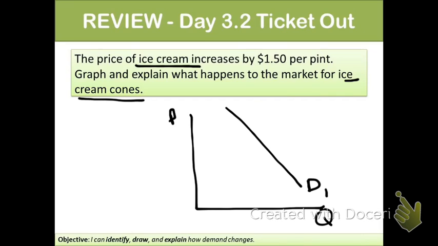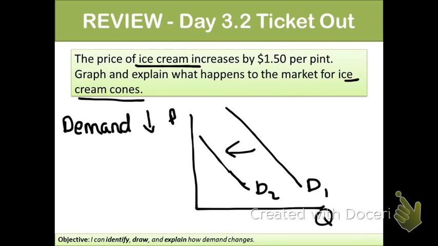And then if the price goes up, that's going to reduce demand. And if these things go together, if the demand decreases for one, it's also going to decrease for the other one. So we're going to have D2, and we're going to have a demand decrease. That's a shift to the left. And so for our explanation, we would simply say demand decrease. I'm going to show a down arrow for a decrease. Demand goes down. It's a shift to the left.